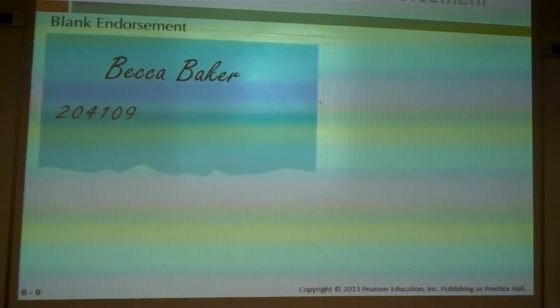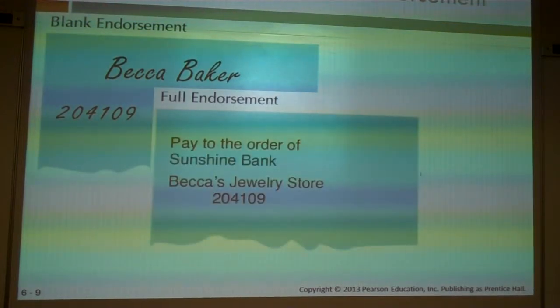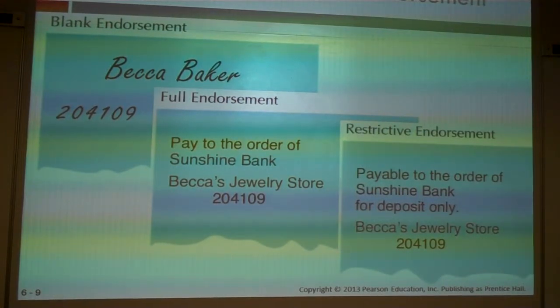Oh, there are the pictures in here. There's the blank endorsement. There's the full endorsement. And there's the restricted. So Becca would have a stamp for that restricted one.